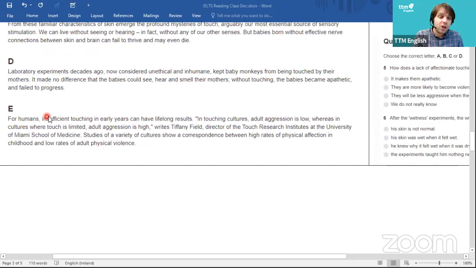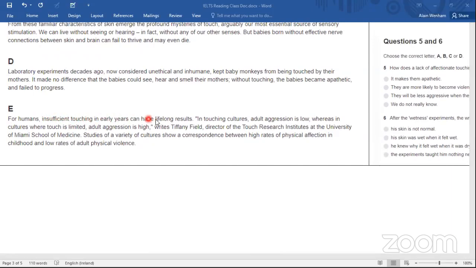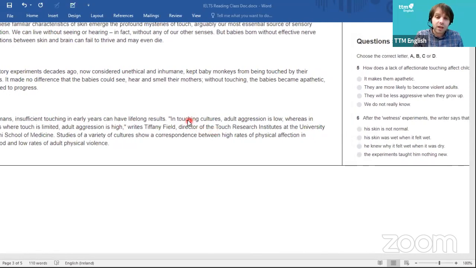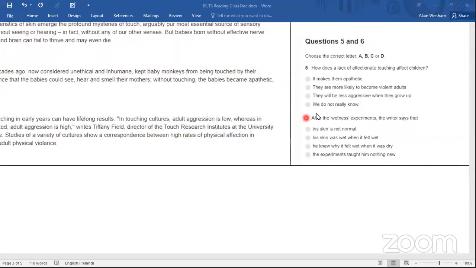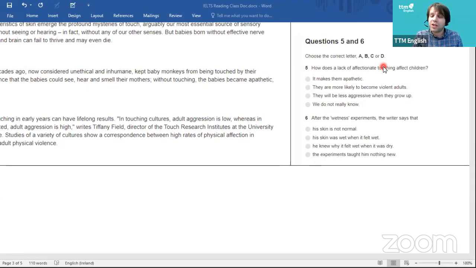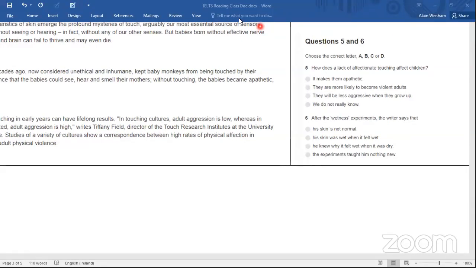Let's read this. For humans, insufficient touching in early years can have lifelong results. In touching cultures, adult aggression is low, whereas in cultures where touch is limited, adult aggression is high. So does that answer the question? Yes, I think it does. What are children like if you don't touch them and show them some love? Violent. Letter B. They are more likely to become violent. So is it A, B, C, or D? B. Okay, good. I wanted everyone to say it.